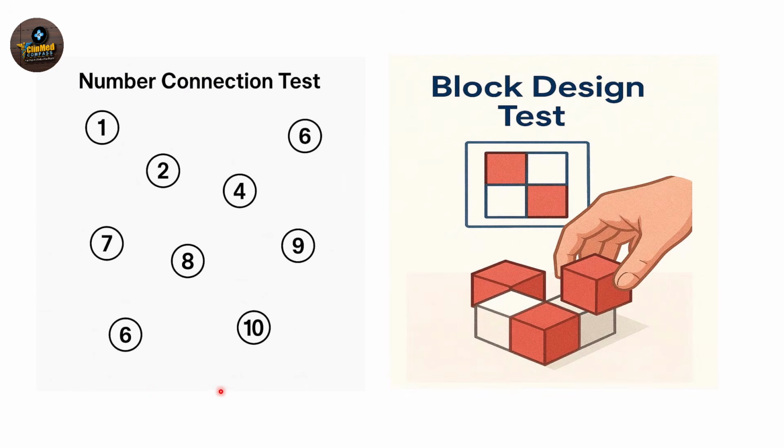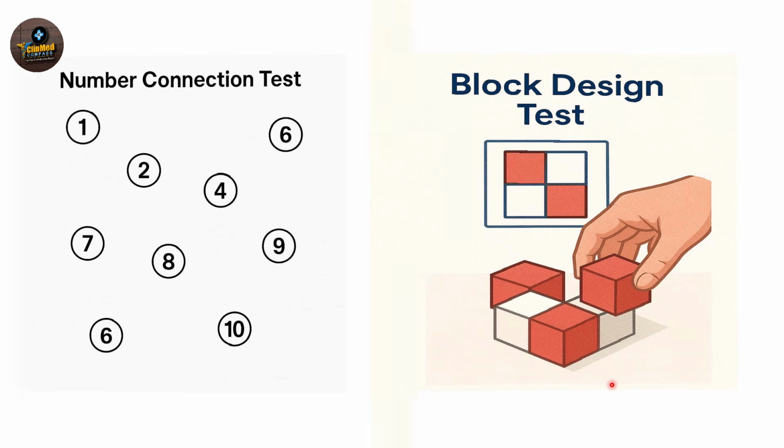This is the number connection test. Patients are asked to connect a series of numbers in ascending order as quickly as possible. It assesses attention, visual scanning, and psychomotor speed. The block design test: here patients replicate geometric patterns using colored blocks. It assesses visuospatial and constructional skills.